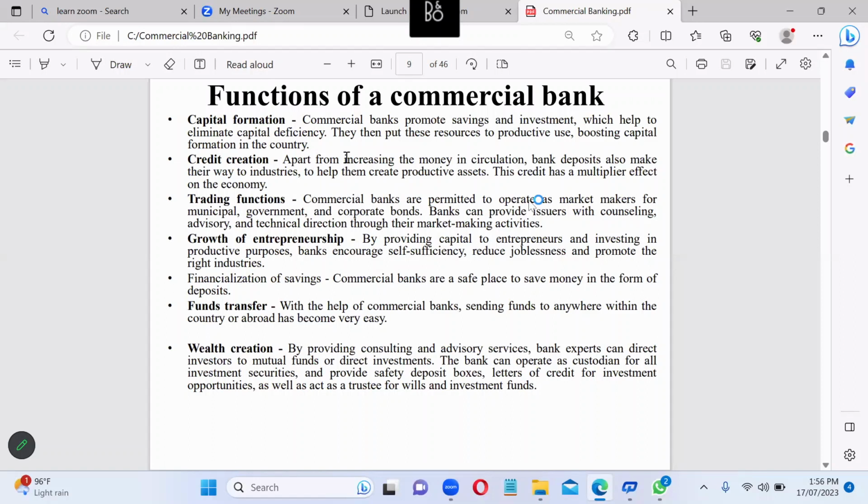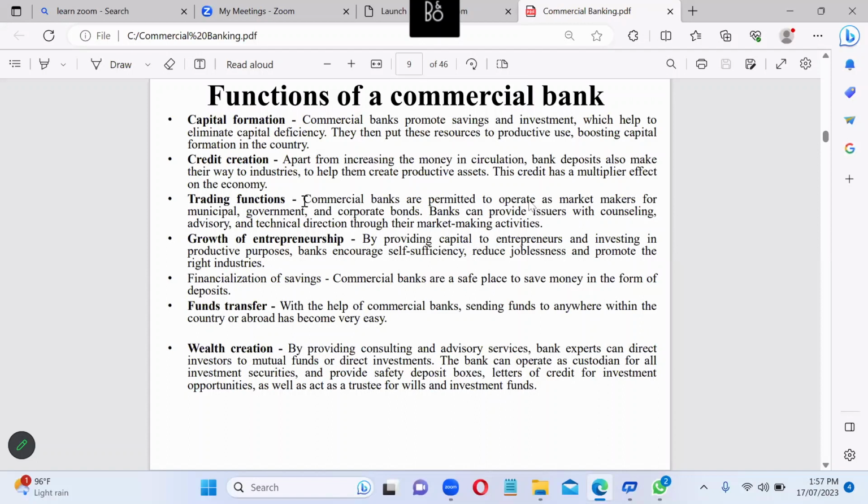And the credit creation. What is credit? It is apart from capital formation. Increasing the money circulation, bank deposits also make their way to industry to help them create productive assets. Credit has a multiplier effect on the economy. So the money goes into the circulation process. Once you deposit 50,000, the 50,000 is not held at the bank each and every time; it goes outside also. Once you deposit the money, another person comes and gets a loan from that 50,000 rupees. So the 50,000 rupees is not held at one place. It has to go into the circulation process. Through the circulation process, that is called credit creation.